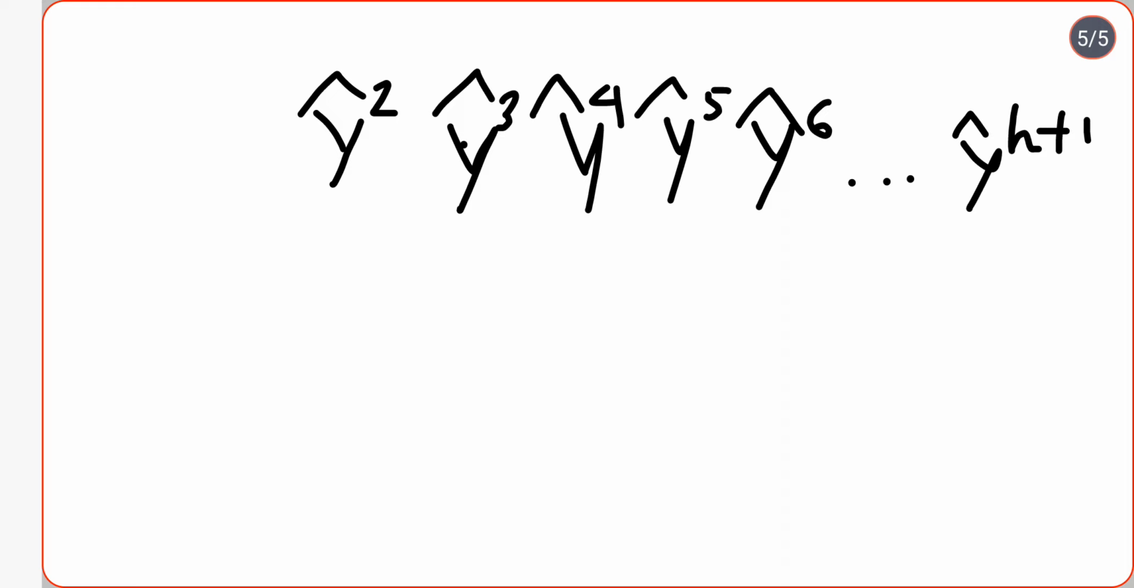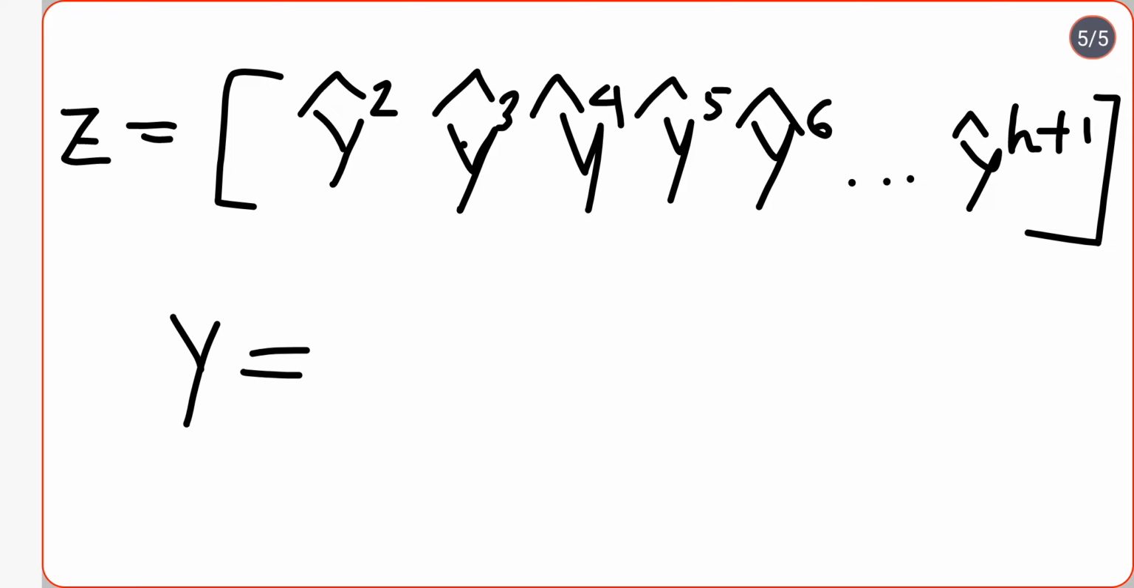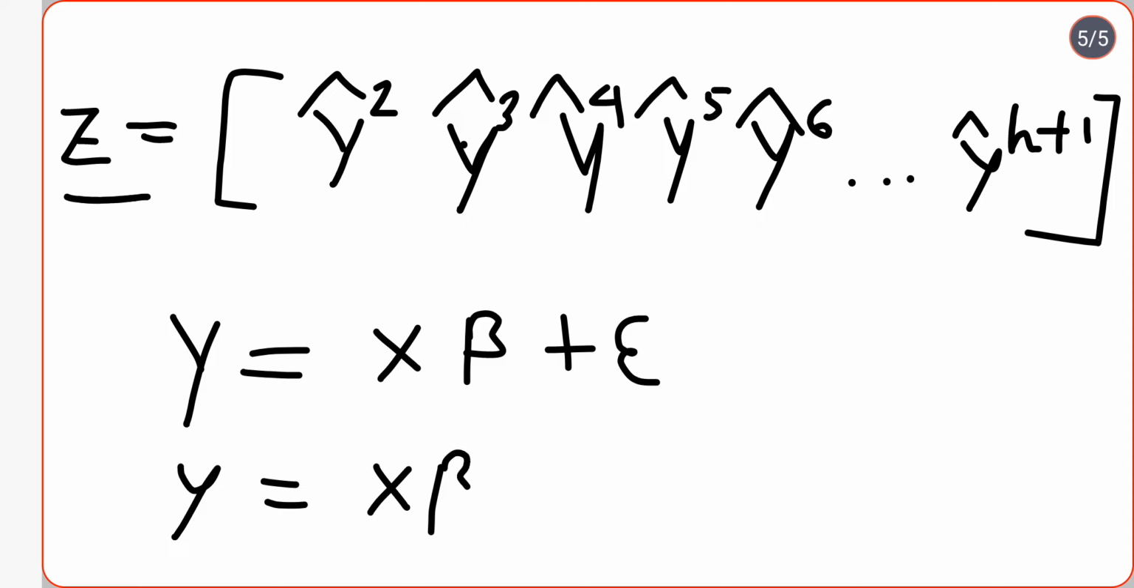So each value of y hat is assigned continuous powers, and we have a matrix of those values. We name that matrix Z, and now we are going to add Z into the initial regression model. What was our initial regression model? It was y equals x beta plus epsilon. We add Z to the model, and Z will be assigned a coefficient, which we take as gamma, so it will be y equals x beta plus gamma Z plus epsilon.